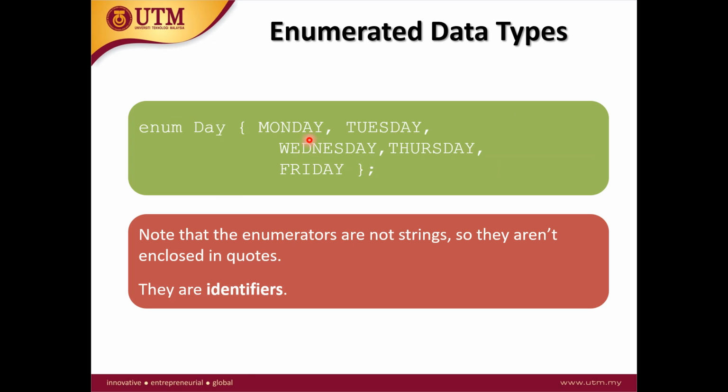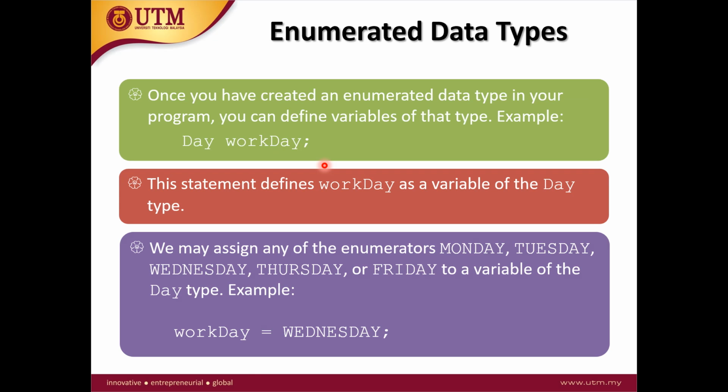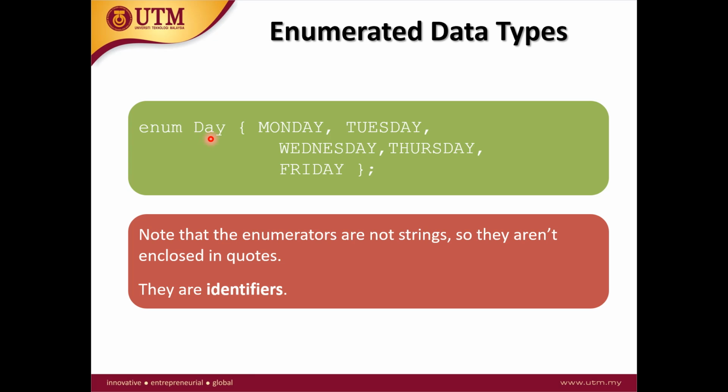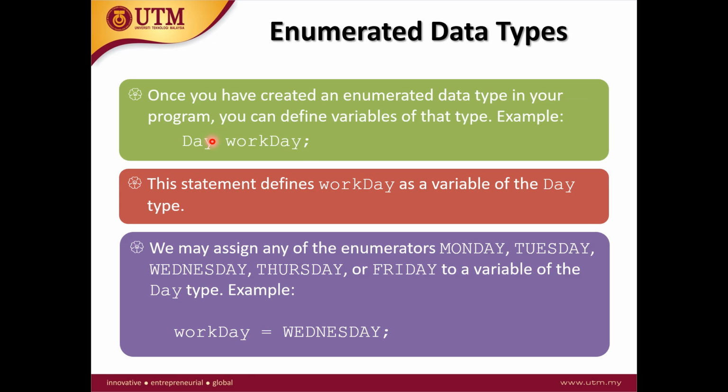So if you say they are strings, they are going to be placed between double quotes, but they are not strings here. They are identifiers or enumerators. So whenever you are creating an enumerated data type in your program, you can define variables under that data type. We already defined day, and then we can say day workday. This is going to be a variable belonging to that data type.